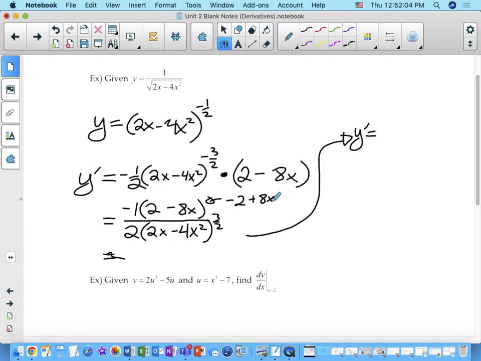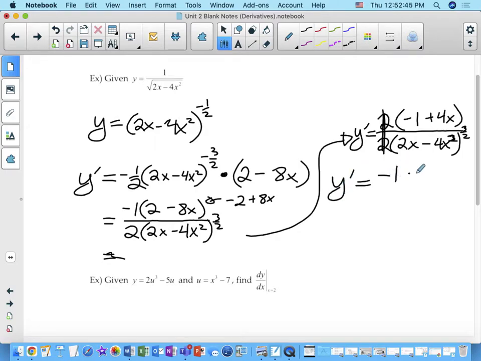So if I pull out a 2, let's say, from here, I'm going to be left with negative 1 plus 4x over 2 times 2x minus 4x squared, my bad, to the 3/2. Okay, and then the 2's cancel. If you want to write that in radical form, you could. It would be the square root of this entire bracket cubed. You could leave it as a rational exponent as well.